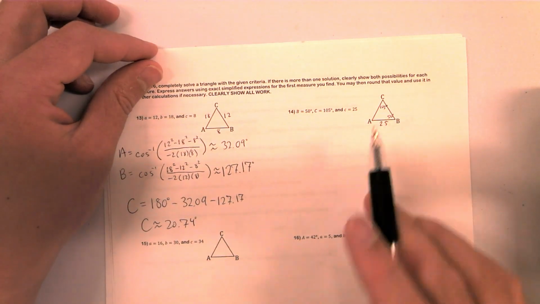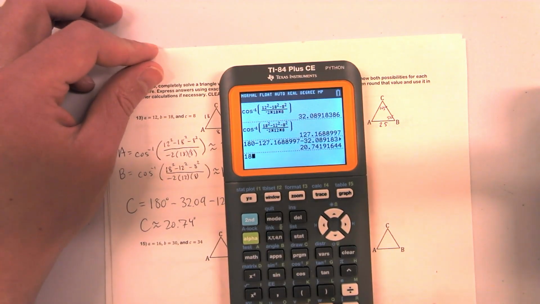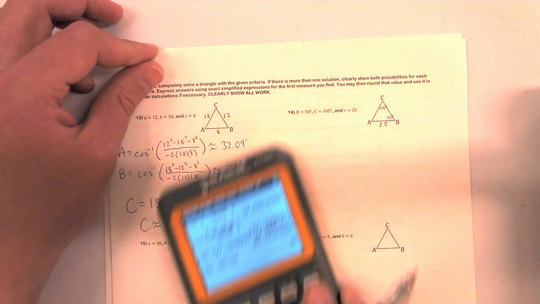Now, knowing two angles, quick triangle sum theorem will give me the third angle. That is 180 minus 105 minus 50. So angle A must measure 25 degrees.